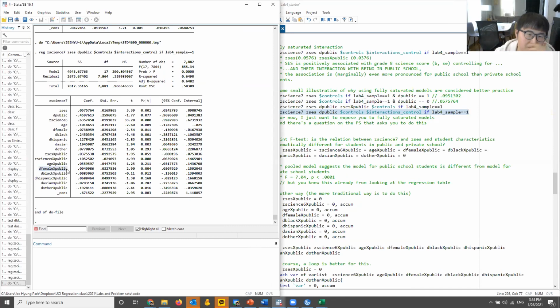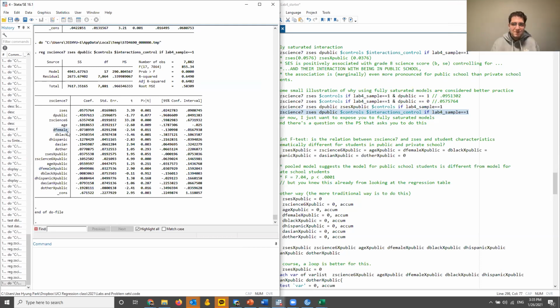let's say the female public. Female is going to tell me, if I'm just reading female, the difference in the science score between male and female, controlling for other characteristics, right? The difference between female, in a private school, so. Yes. Because for public would be. That's right. Female and public. That's right. Yes. Thank you.